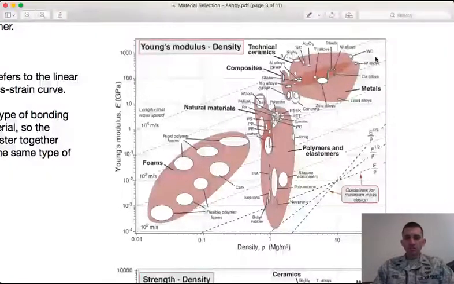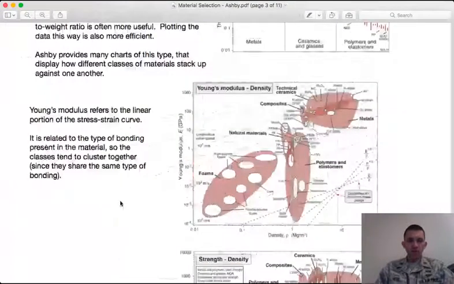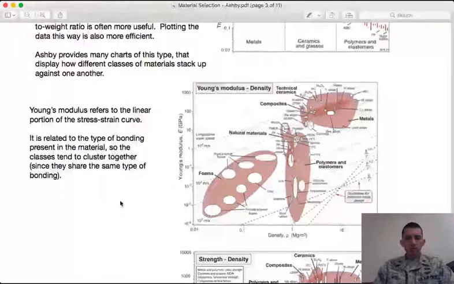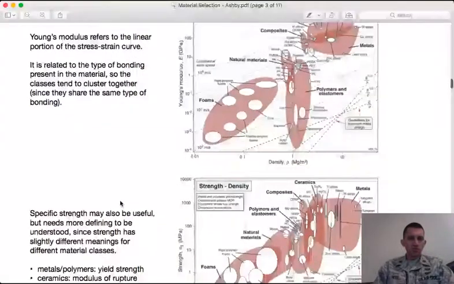And metals have the opposite characteristics, right? Where they're very strong, high Young's modulus, but very heavy. And so if we plot these classes of materials on the basis of Young's modulus versus density, right, we see a good separation of the different material classes. Right? And that's because, as we talked about, right, the bonding that exists between different material classes tends to be similar, right, which leads them to cluster at similar values for Young's modulus and density.